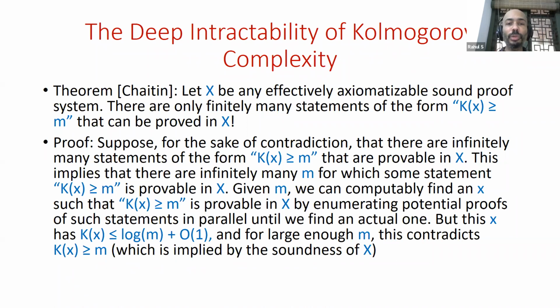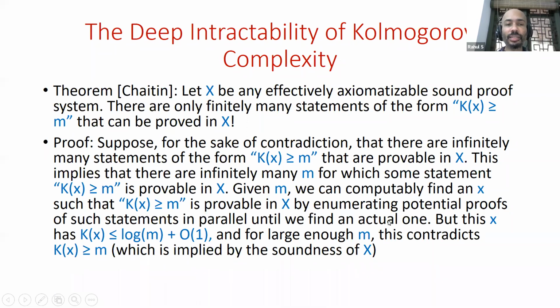So we just try possible proofs, in parallel, trying longer and longer proofs for x in some order, until we find an x for which K(x) greater than or equal to m has a proof in capital X. And we will be able to find such a proof because of our assumption that there are infinitely many m for which this is provable in X. But how much information do we require to specify x? Just log m bits together with this procedure, which can be described with order 1 bits, for finding the proof. And that also finds x.